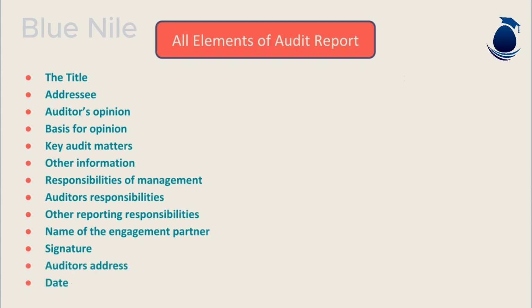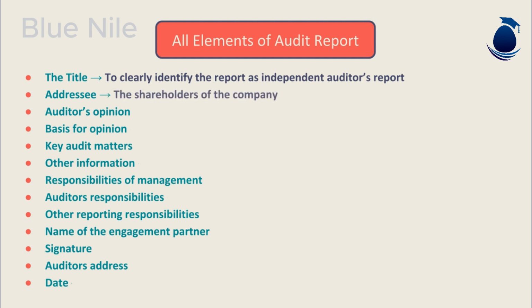To achieve the full mark for each element, you must show your understanding of what it means and why it is included. The title is a clear heading stating the report is an independent auditor's report. This is included to clearly identify the report as an independent auditor's report. The addressee is whom the audit report is for. It will state it is for the shareholders of the company that has been audited. Its purpose is to ensure the intended user is clearly identified.